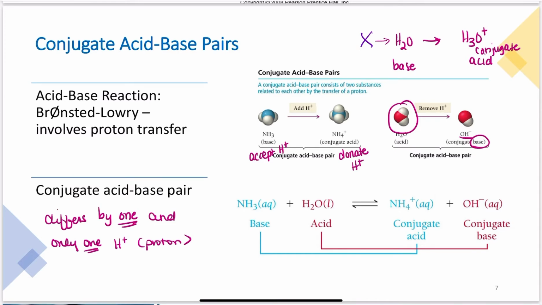So what happens is I see that I have the two pieces of the reaction coupled up to one another. The ammonia is my base. It accepts a proton from the water to form ammonium, which is my conjugate acid. The water is my acid. It donates a proton to my base to form a conjugate base, hydroxide.